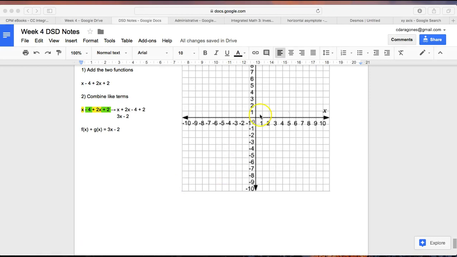Okay, so I know I have a point at 0, minus 2, because that's my y-intercept. Right here, minus 2. Then I know I have a slope of 3 over 1, so 3. So I'm going to go over 1, up 3, over 1, up 3, and I have a line that goes through these points.